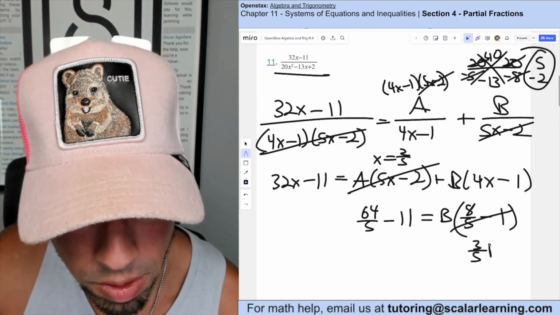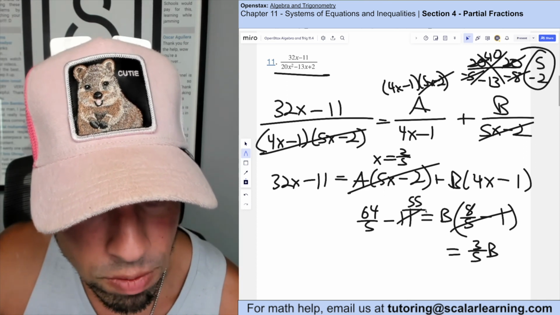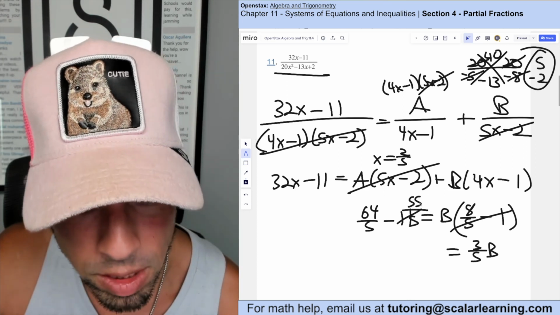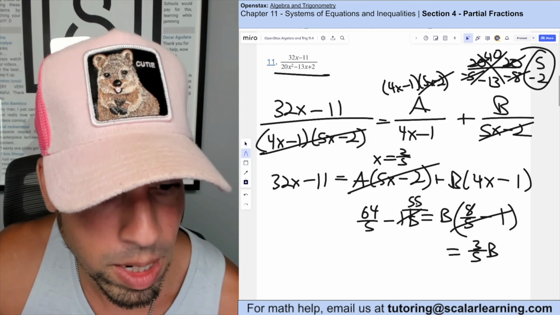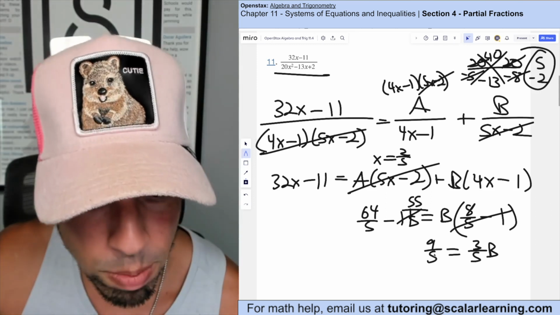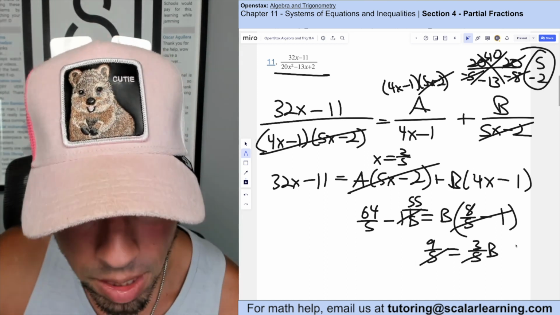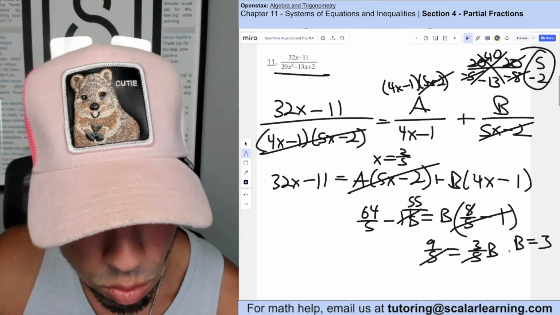Okay, so we have 3/5 b is equal to, this I can make 55 over 5, so we get a nice common denominator, right? 11 times 5 is 55. So then 64 minus 55 is 9/5, okay? Multiply both sides by 5, get rid of that. 9 equals 3b, divide by 3, and b equals 3.